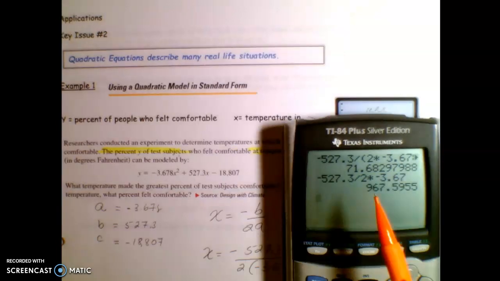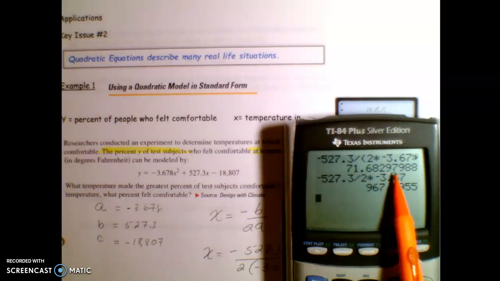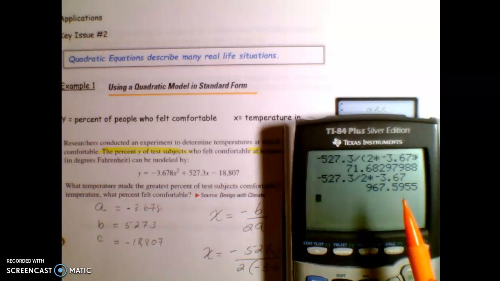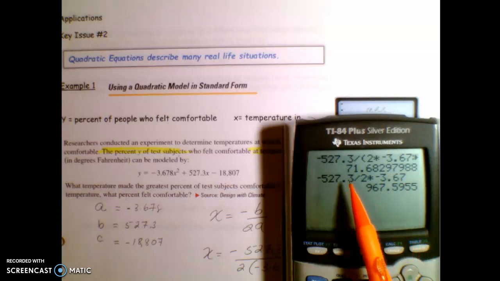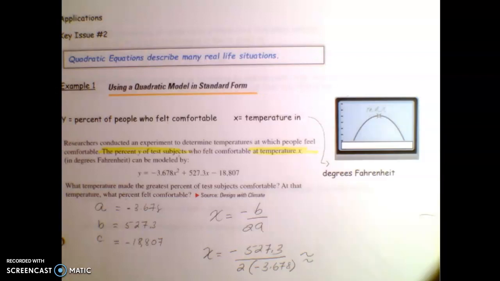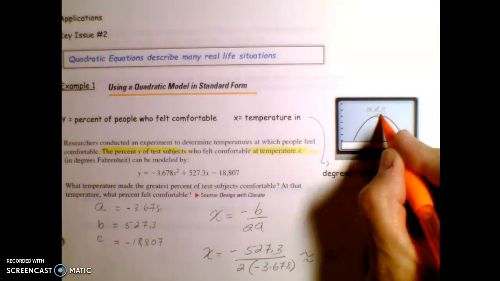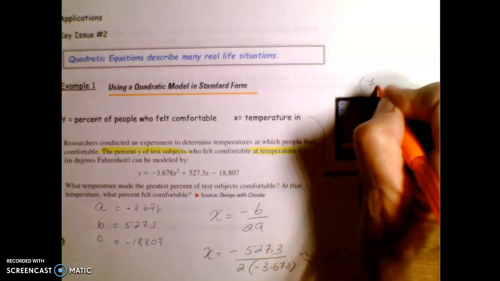All right, so then this is a value for, what am I looking for? X. And what's my X value? My X value is temperature. So it's 71.68297 degrees Fahrenheit. So let's round it to the nearest whole number and say 71, and then look at the number next to it, and we're going to round up to approximately 72. So we're going to say that our value is approximately 72 degrees Fahrenheit. So this X value up here is 72.